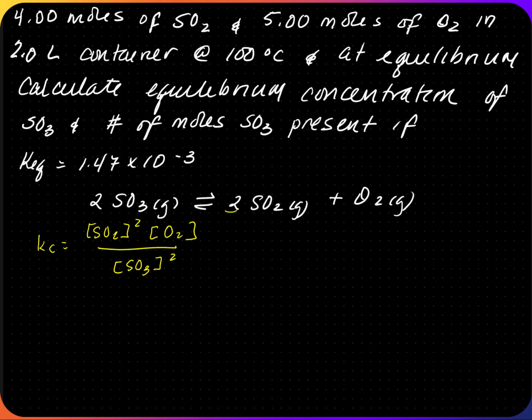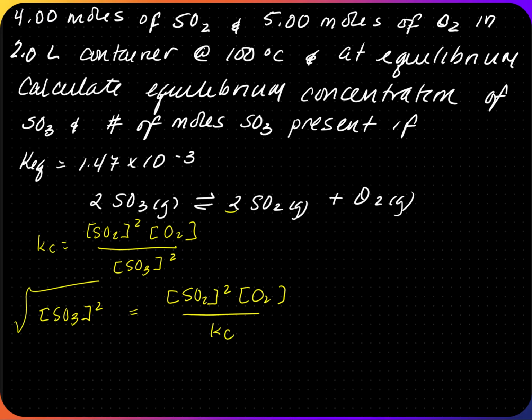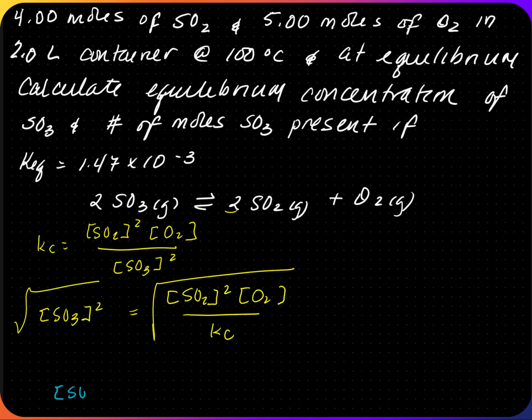We are looking for SO3, so you could rearrange the problem to isolate the variable. If you do that, you should get SO3 squared is equal to SO2 squared times O2 divided by Kc. And remember, we have to take the square root. So now I'm going to plug in. That means SO3 is going to equal the square root of SO2.